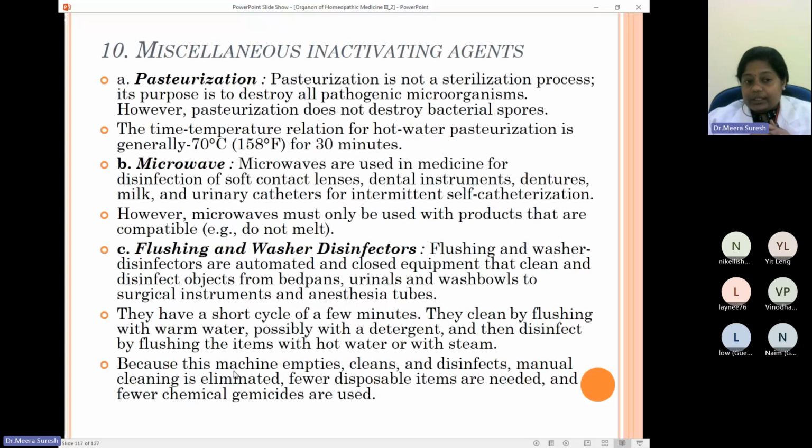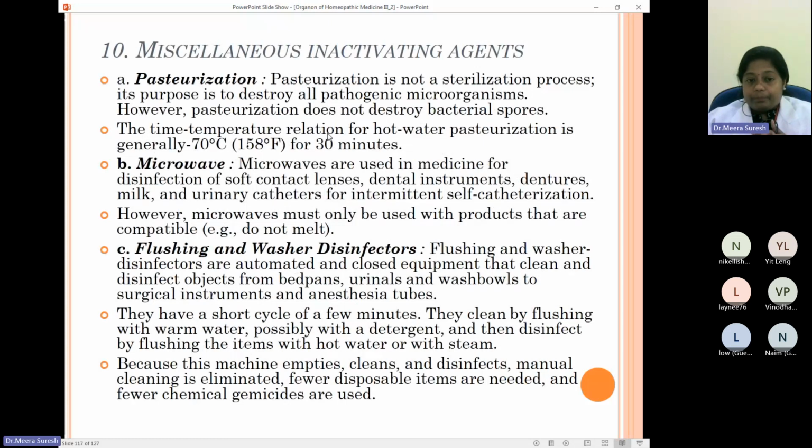Some miscellaneous inactivating agents or processes. The first one is pasteurization, then the microwave, and also flushing and washer disinfectors. Pasteurization is not a sterilization process. We know that all the organisms are not being killed. Its purpose is to destroy all pathogenic microorganisms. But if anything remains, it is not being killed. The time temperature relation for hot water pasteurization is generally 70 degrees Celsius for 30 minutes.